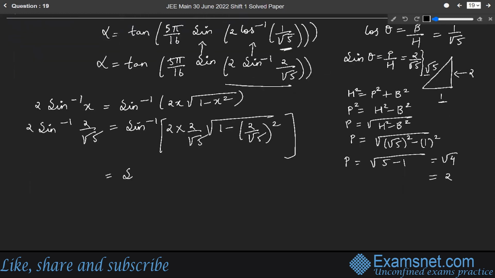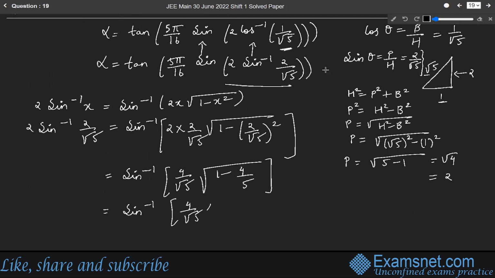So it will be equal to sine inverse of 2 into 2 by root 5, which is 4 by root 5, into under root of 1 minus (2 by root 5) square. 2 square is 4 and root 5 square is 5. So it will be equal to sine inverse of 4 by root 5 into under root of 1 minus 4 by 5. When we take the LCM, LCM is 5 and the numerator will be 5 minus 4.